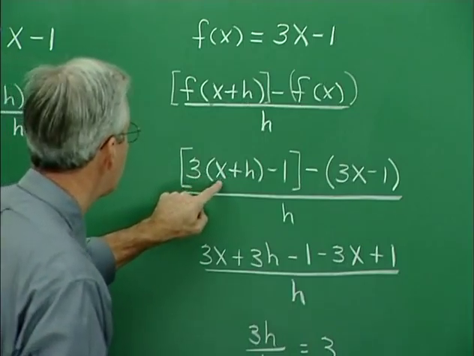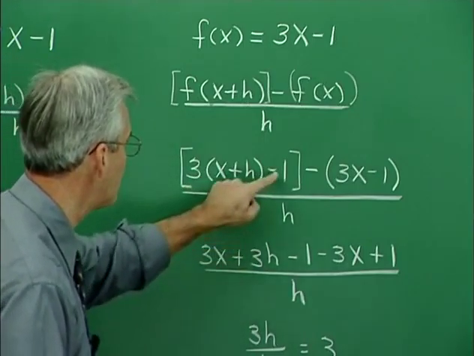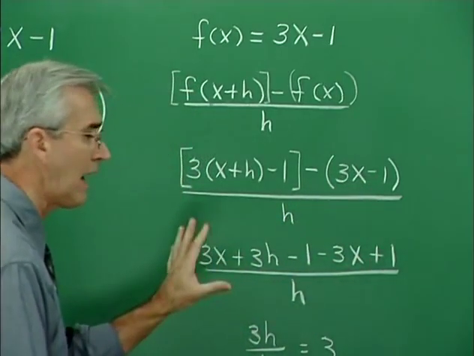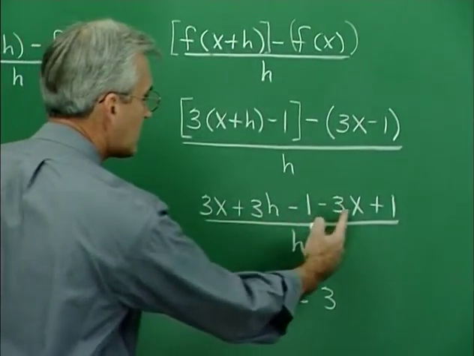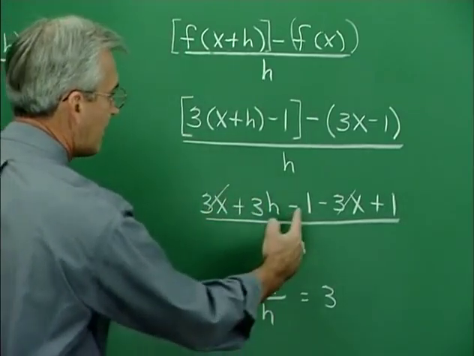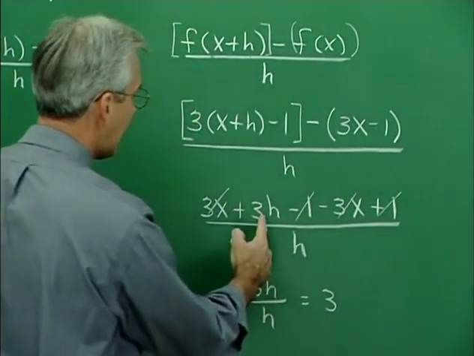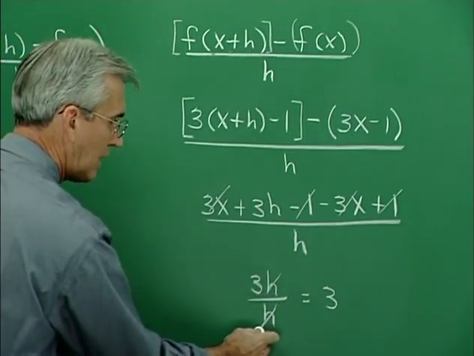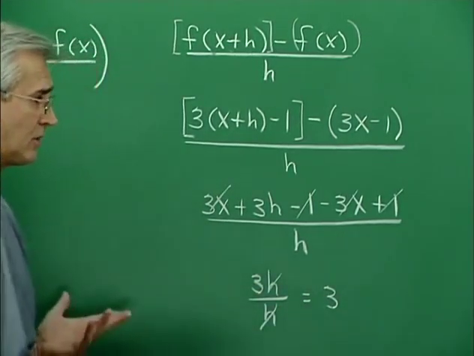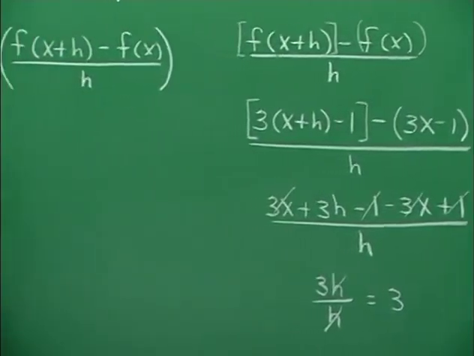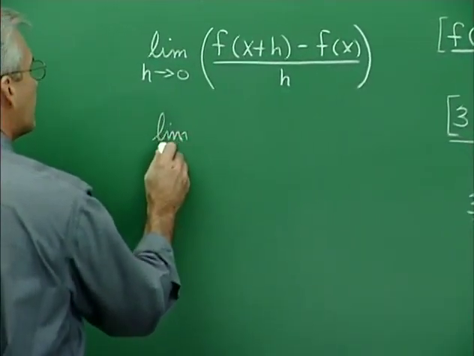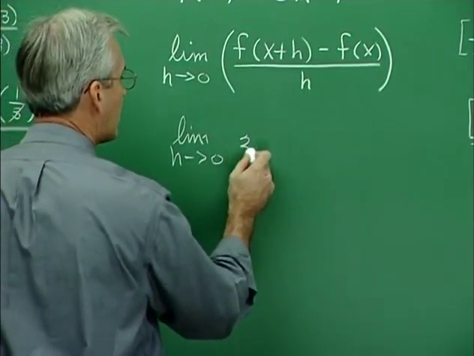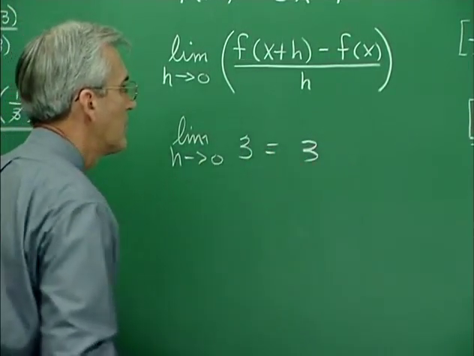We have 3 times x, 3x, 3 times h, 3h. Bring down the minus 1. This is minus 3x plus 1. And now a lot of things go out very quickly here. 3x minus 3x go out. We have minus 1 plus 1. They go out. So we have 3h over h for our fraction. The h's now go out, and we have a constant 3. So the situation becomes relatively trivial. Now we find the limit as h approaches 0 of the constant 3, and we know that that is simply the constant.